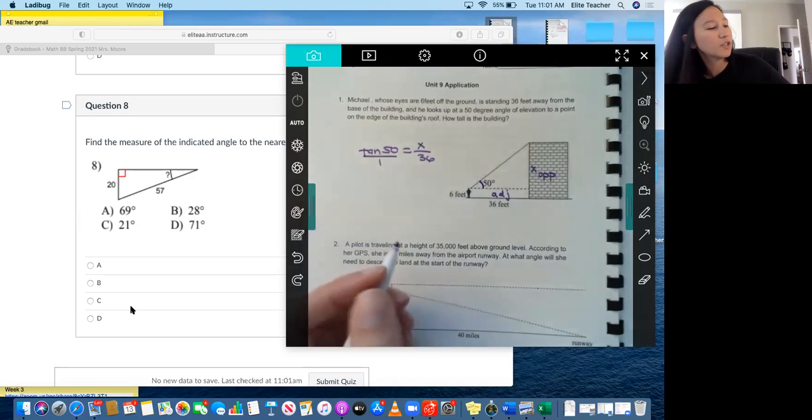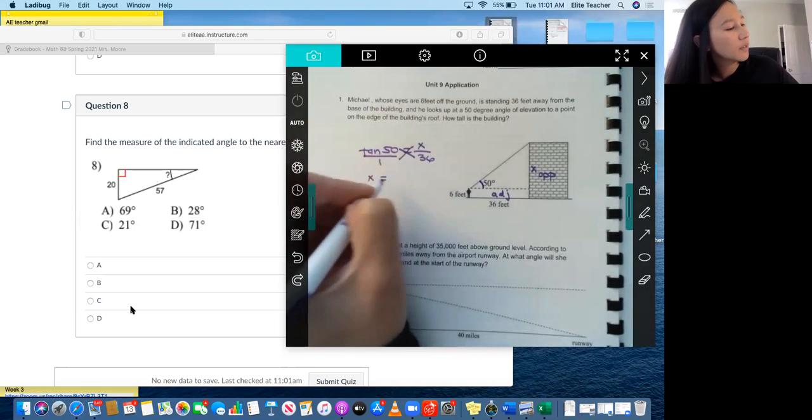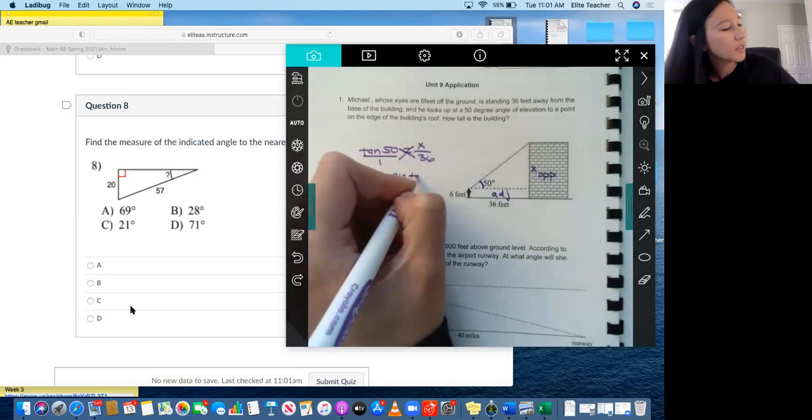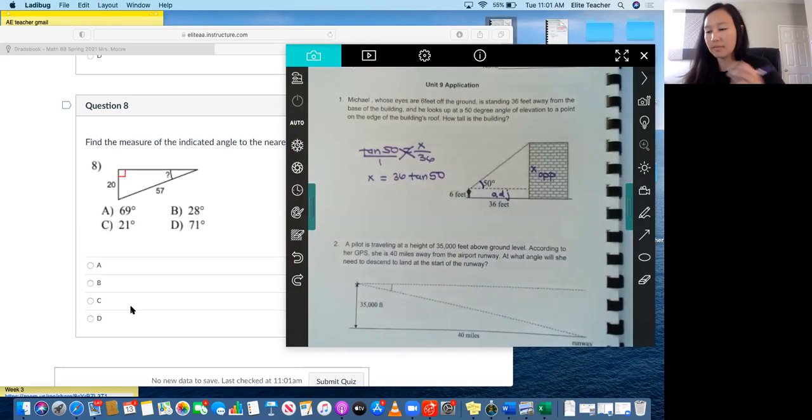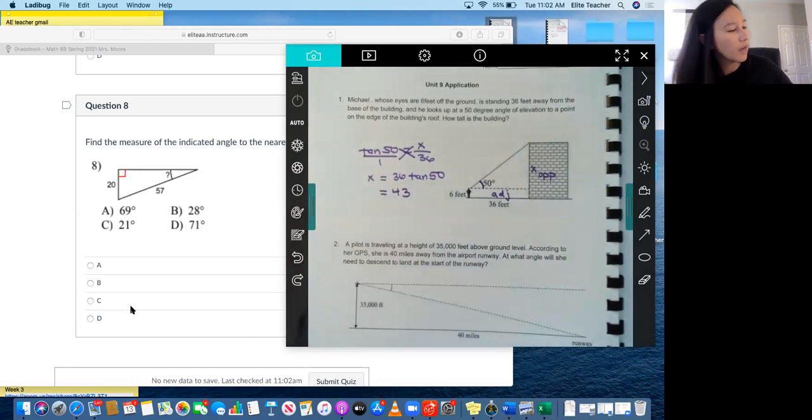Okay, and then we just cross multiply. And so x equals 36 times the tangent of 50. Okay, so we do the tangent of 50 times 36. And that is 42.9, so we'll say 43 feet.